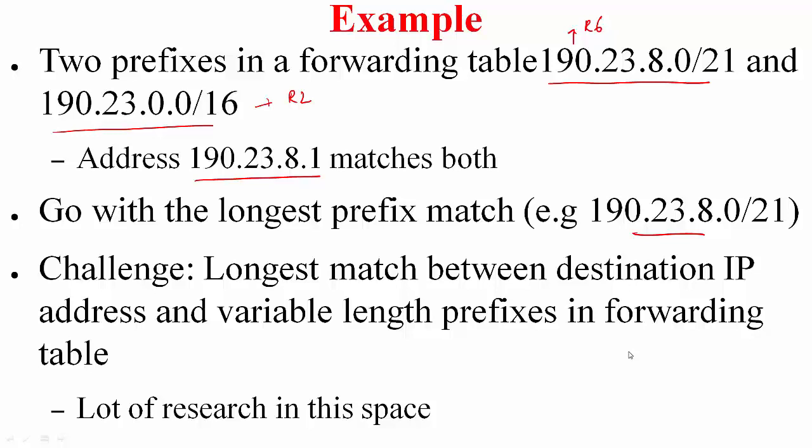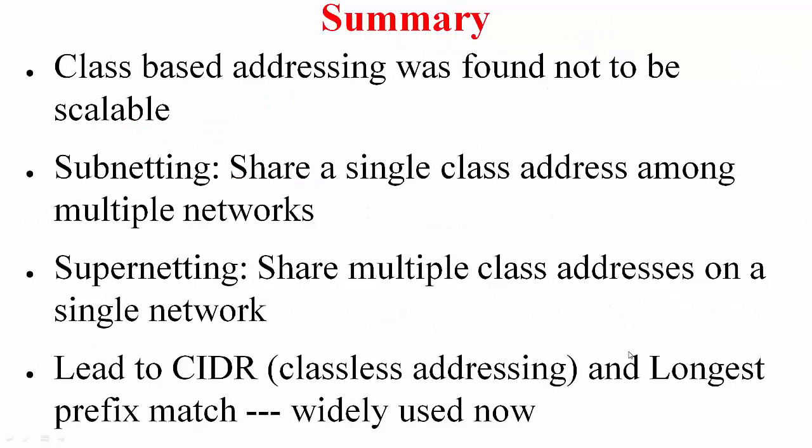So here is a summary of what we have seen so far. We found that class-based addressing is not scalable. To address the scalability issues, we looked at two solutions. One is subnetting, where we share a single class address among multiple physical networks. Another is supernetting, where we share multiple class addresses on a single network. This has led to what is called a classless addressing scheme, where we employ the longest prefix match as part of the router, and this is what is widely used now. We will see other issues with addressing and solutions for the same in other videos.